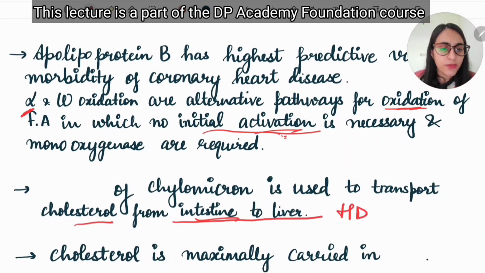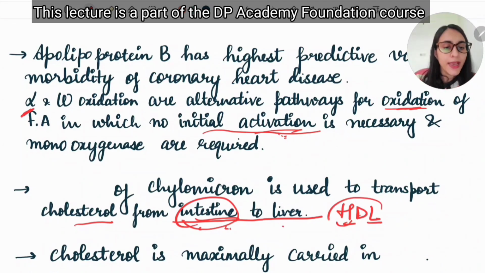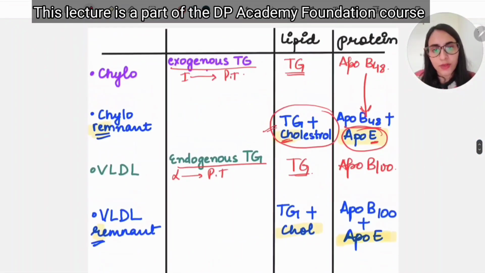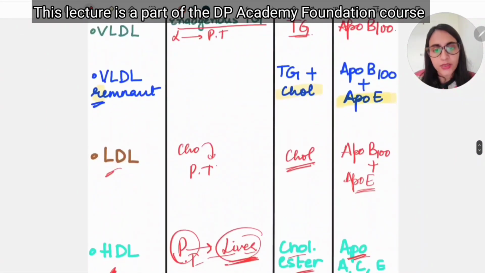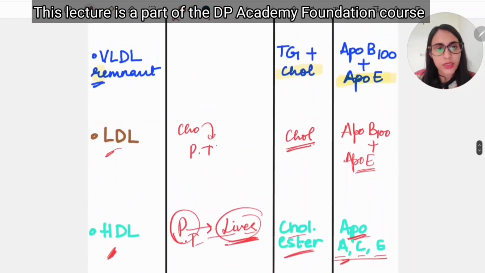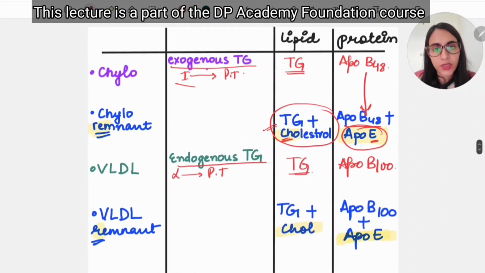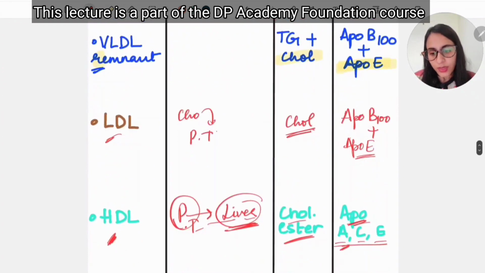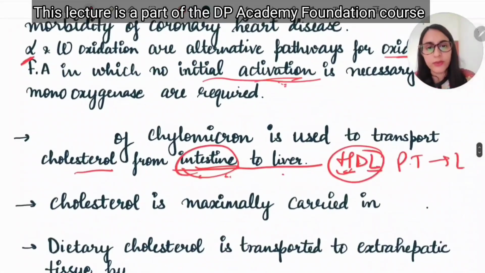If you remember, it is talking about the HDL. No, sorry, HDL takes from the peripheral tissues to the liver. So it is asking about the intestine to the liver. If you recall, the fat that is going from the intestine is triglyceride, so that is intestine to the peripheral tissues. So this is our ApoB48 form of chylomicron, ApoB.